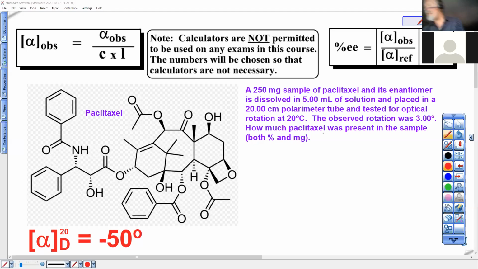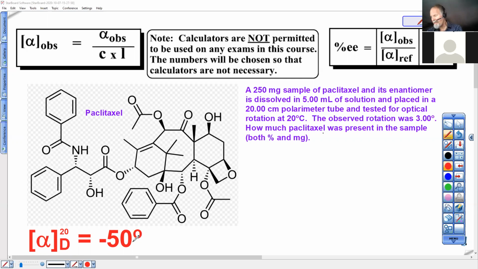And we're back to our problem. So you must use this equation first because I want to compare this lab data to the reference data, which is right here. And let's just repeat the standard rotation for Paclitaxel using the D line of sodium and done at 20 degrees Celsius is negative 50 degrees. I fibbed a little on the number. I looked it up earlier and it's negative 49, but for math purposes, I think that error is okay.